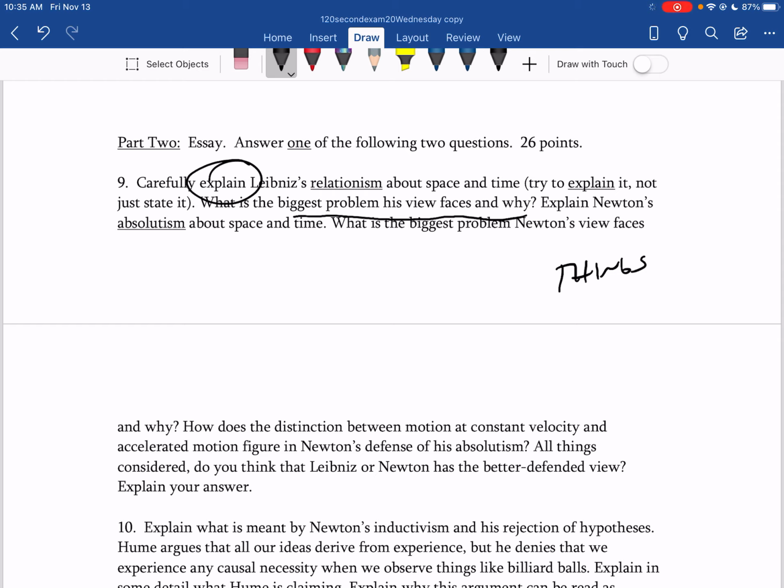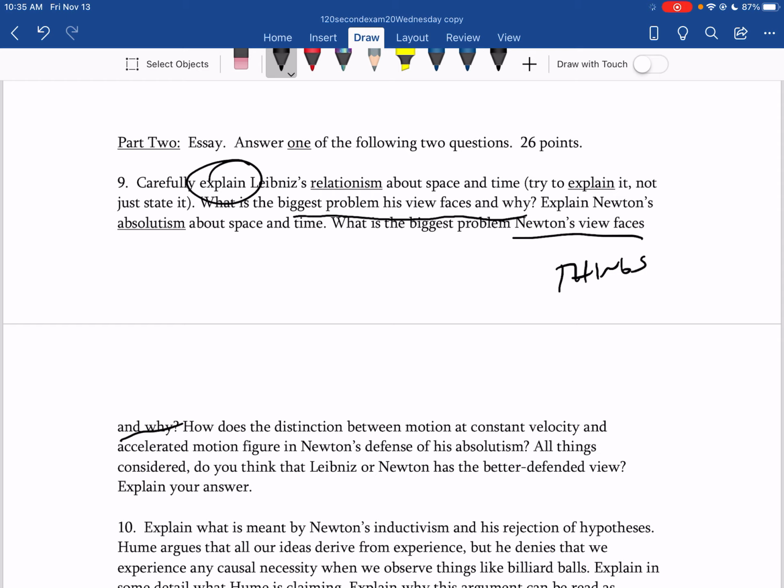Newton's absolutism, which is another name for substantivalism, does thingify space and time, but it doesn't really give them any features or properties. Space is an utterly empty, propertyless thing that has stuff, in some sense, in it. We talked about the weirdness of that. Likewise, time marches on even if nothing happens, even if it can't be detected by change. And that's the biggest problem Newton's view faces, as Leibniz pointed out.